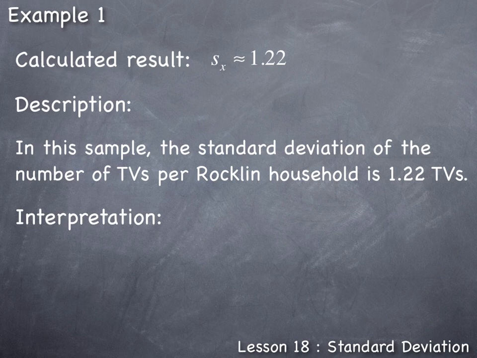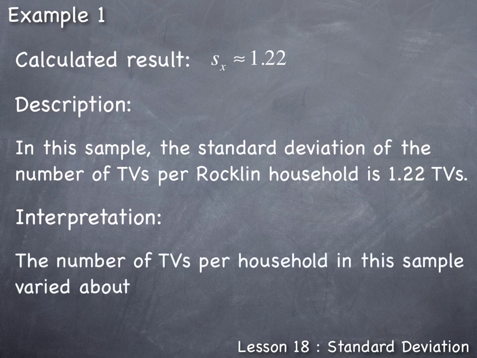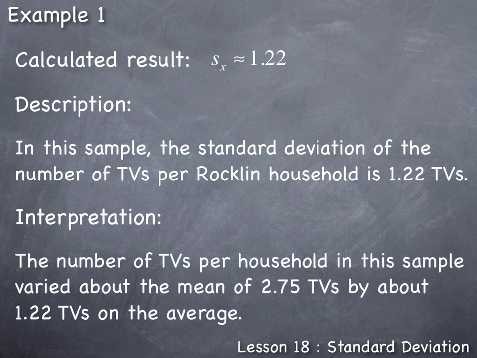Now, for an interpretation. Interpretations give meaning or explain the result. And since the standard deviation measures the standard, which is the typical or average amount of deviation, how far all the data values deviate from the mean, we can give this as an interpretation. The number of TVs per Rockland household in this sample varied about the mean of 2.75 TVs by about 1.22 TVs on the average.